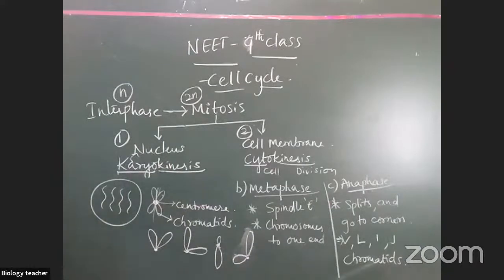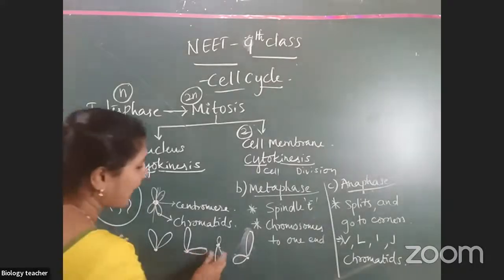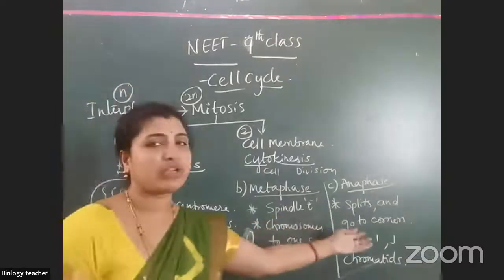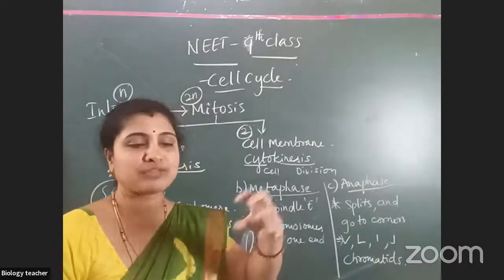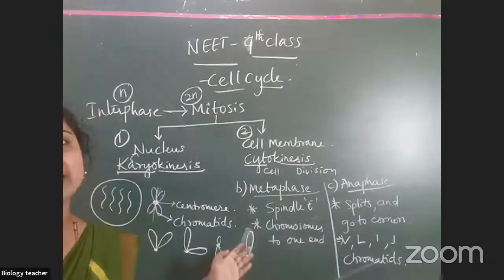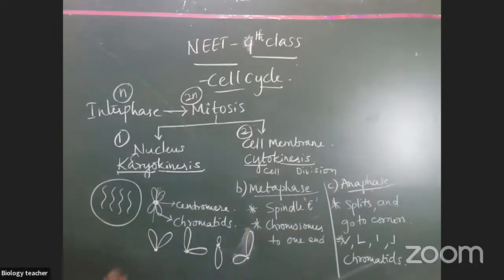So draw the diagrams, as they are not given in your textbooks. You can see the shapes V, L, I, J of chromatids when they are moving, going to the corners with the help of spindle fibers. They appear like different shapes. Those are V, L, I, J.